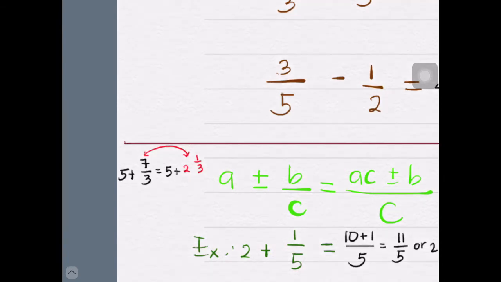This time, we can finally add the whole numbers here. That would be 5 and 2, giving us 7. Then attach the fraction 1/3. So our answer would be 7 and 1/3.